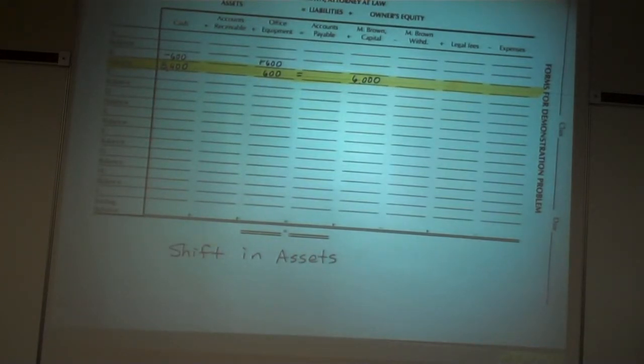Transaction C. Oh, and I was going to say earlier, I noticed on your student objectives when you were filling that out, some of you have very messy handwriting.